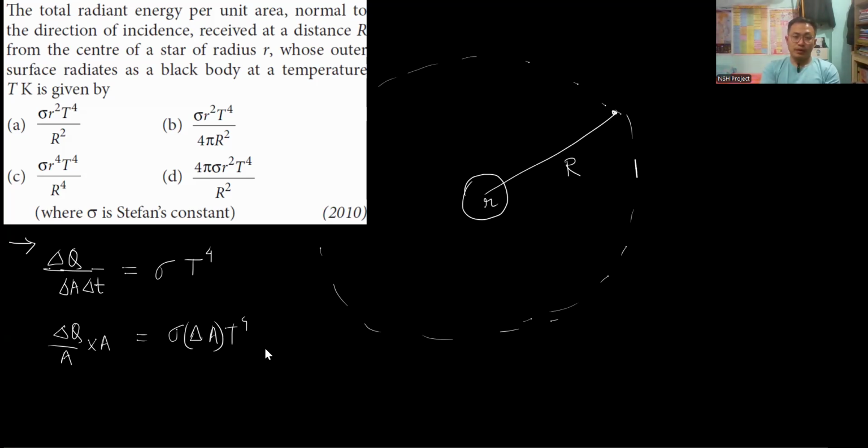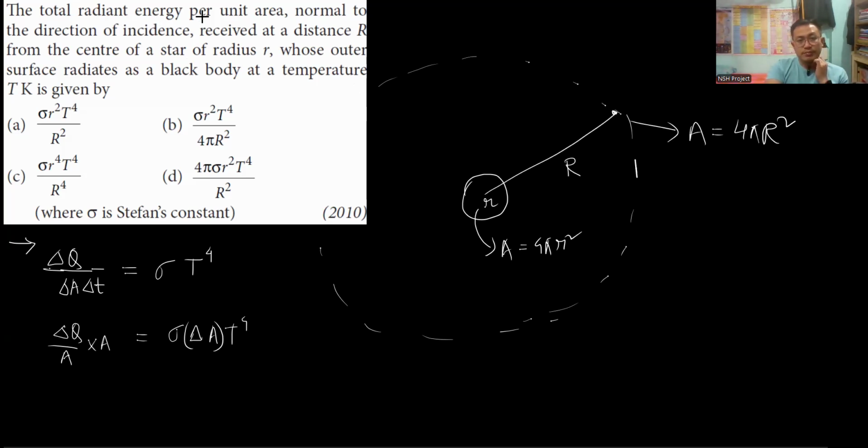Total radiant energy per unit area. The area of a small sphere of radius small r is 4 pi r square, and for the total sphere at distance capital R, the total surface area is 4 pi capital R square.